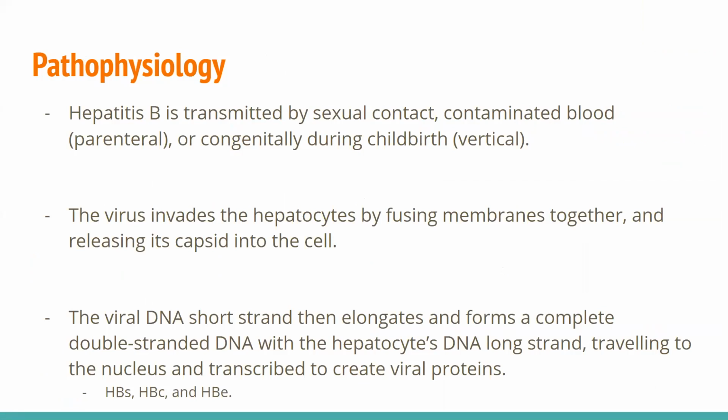So your Hep B is transmitted predominantly by sexual contact, or parenterally by contaminated blood products, or congenitally during childbirth, also known as vertical transmission. The virus invades the hepatocytes by fusing membranes together and releasing its capsid into the cell. The short DNA strand of the virus then elongates and forms a complete double-stranded DNA with the hepatocyte's DNA long strand. That travels to the nucleus and transcribes viral proteins, especially HBS, HBC, and HBE antigens.